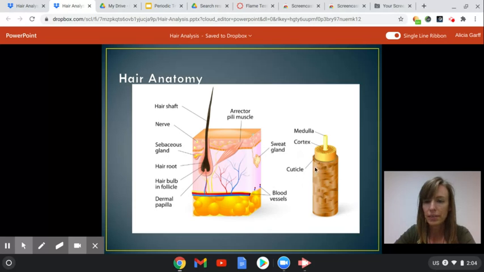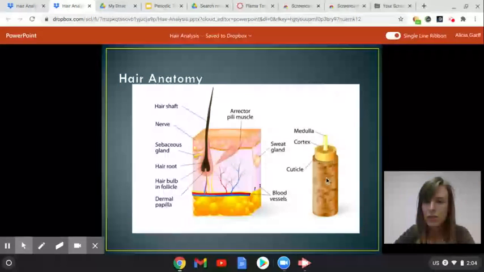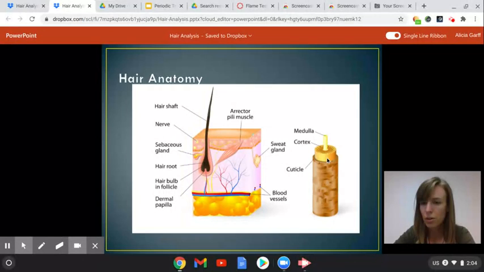So if we zoom in on the shaft, the outside of that shaft is called the cuticle. The inner part is called the cortex. The cortex is the part that has the pigment that makes your hair a certain color. And then inside the cortex is the medulla.